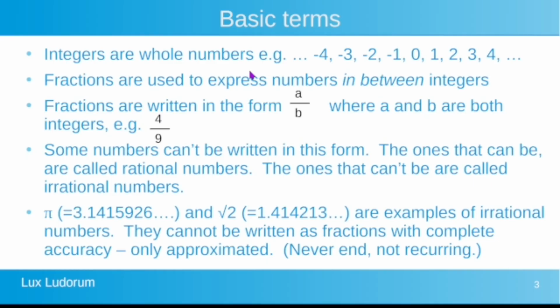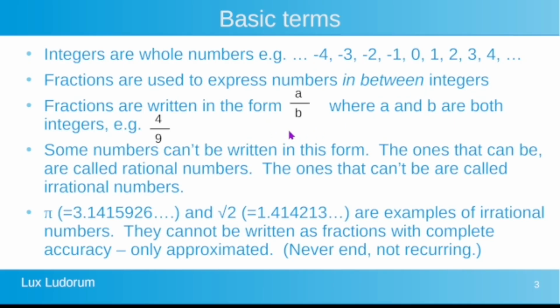Basic terms of fractions. Integers. These are the whole numbers. They can be negative. Here we have some integers in order. There's 0, which is an integer, and they can be positive. They're whole numbers. Fractions are used to express numbers that occur in between integers, or amounts that you find that are not integers but somewhere in between.